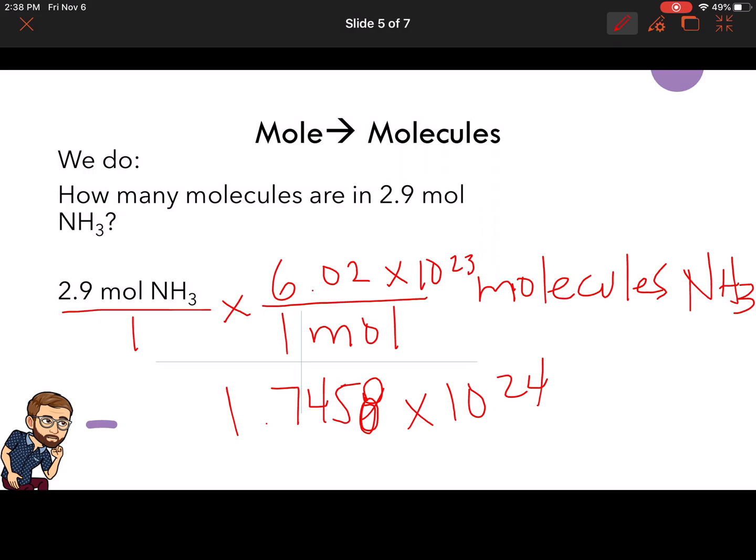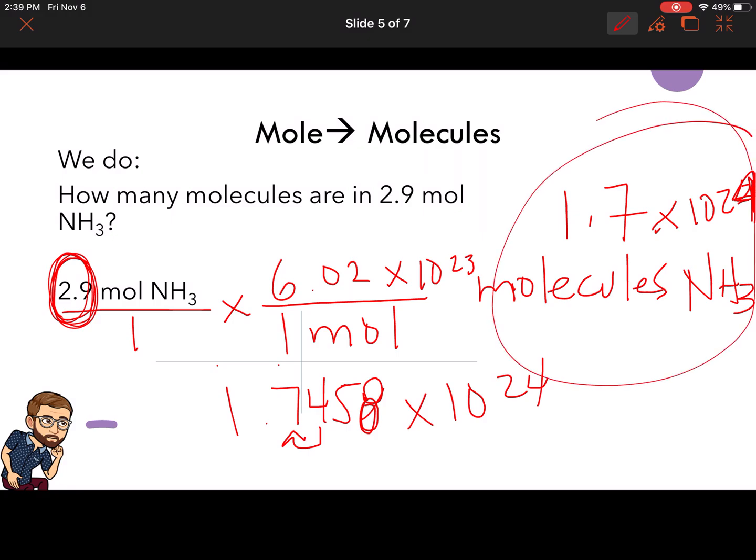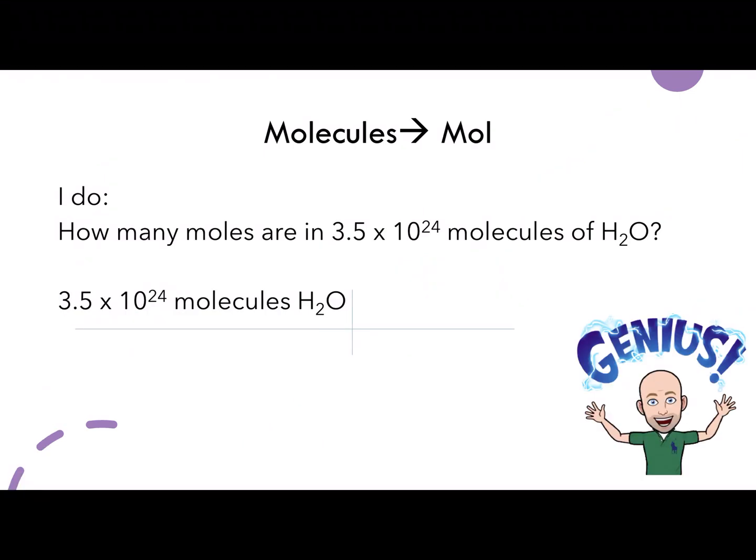Again, looking back for significant digits, I need to report my answer in 2 digits. So 1, 2. Does this 4 round the 7? It does not. So my answer is 1.7 times 10 to the 24th molecules of ammonia. All right, let's go in the opposite direction. Let's go from molecules to moles.